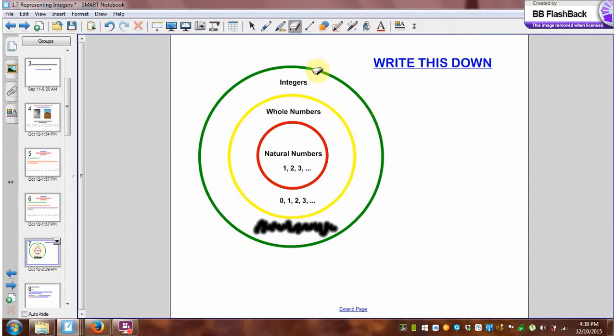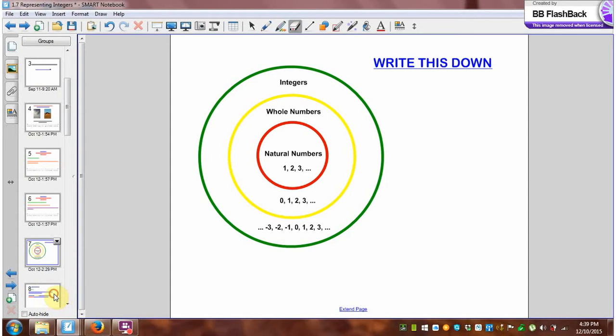Okay, today we'll be talking about integers. Integers include the natural numbers. They also include the whole numbers. And on top of that, they include what we call negative numbers. Make sure you write this down. So it includes 0, 1, 2, 3, but it also includes -1, -2, -3. What we'll be looking at today is what these negative numbers mean in real life, in some applications, and also where they are on our number line, and how you read and understand them.